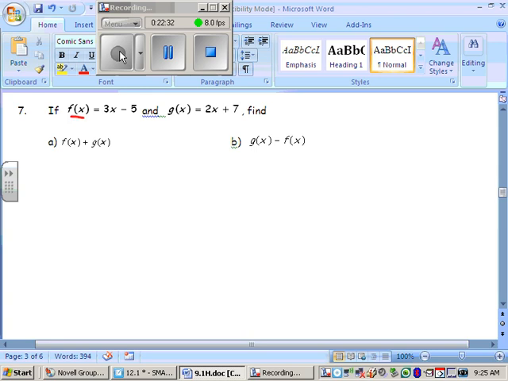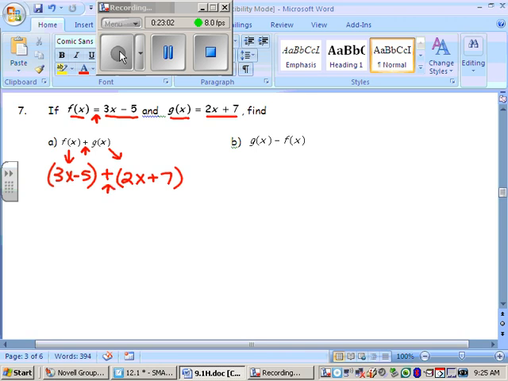So all you're doing is, because f of x is equal to this, you can replace the f of x with 3x minus 5. Then we're going to put a plus sign in between our polynomials. And then because g of x is equal to 2x plus 7, the little g of x symbol can be replaced with 2x plus 7. So now it just looks like any problem we've done in the past. So now we will simply combine like terms.